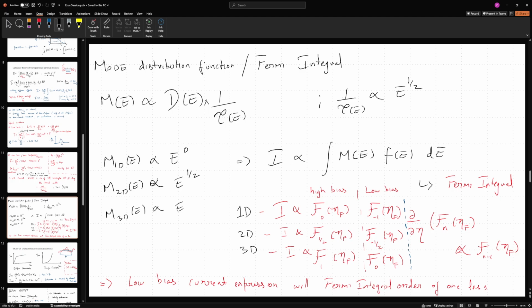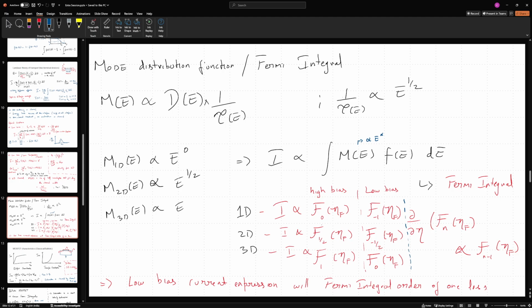The current is proportional to the integral of M(E) into f(E) dE. So this quantity is what we define as the Fermi integrals, because this is proportional to some E to the power alpha, where alpha can be 0, half, 1, and so on. Therefore, in the 1D channel, the current is proportional to F0 in the high bias case, and F minus 1 in the low bias case, because we can take F2 minus F1 and replace it by its derivative.